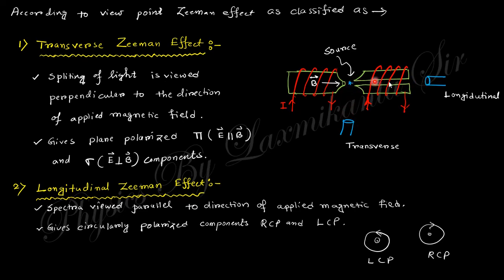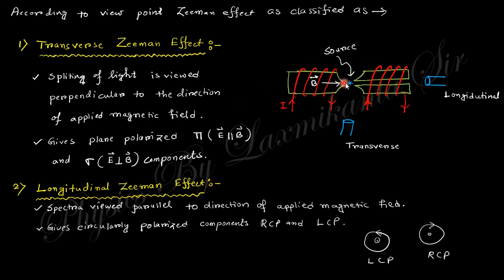Longitudinal means the light passes through parallel to the applied magnetic field, and when light is viewed from the perpendicular viewpoint, it is perpendicular to the applied magnetic field. This is transverse. So in longitudinal, the light is parallel to the applied magnetic field. In transverse, light is perpendicular to the magnetic field. If you view at the transverse position, this is called the transverse Zeeman effect. When you view from the longitudinal position, this is called the longitudinal Zeeman effect.